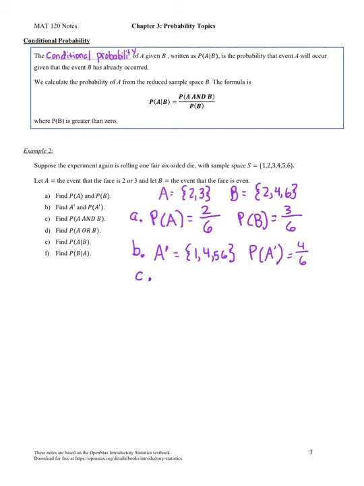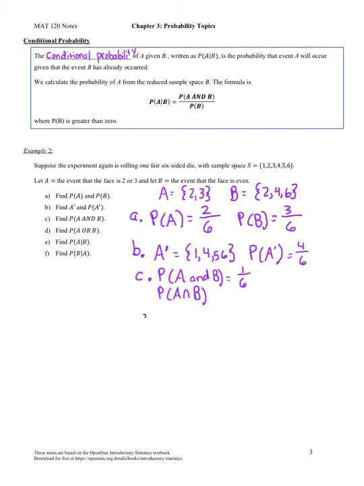For letter C, they ask us to find the probability of A and B. And just keep in mind, often in many texts that can be written like this. But the probability of A and B means where is the overlap? That happens just at 2, doesn't it? They only share 2 in common. So that is just 1 item over a total of 6.